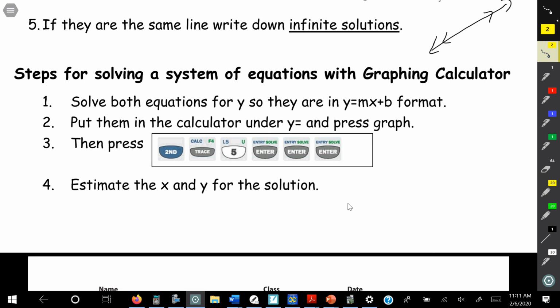Today we're looking at graphing a system of equations and solving it with a graphing calculator. So let's begin. Steps for solving a system of equations with a graphing calculator. Step 1, solve both equations for y so that they are in y equals mx plus b format. Step 2, put them in the calculator under y equals and press graph. Step 3, then press second, trace, 5, enter, enter, and enter. And step 4, estimate the x and y for your solution.